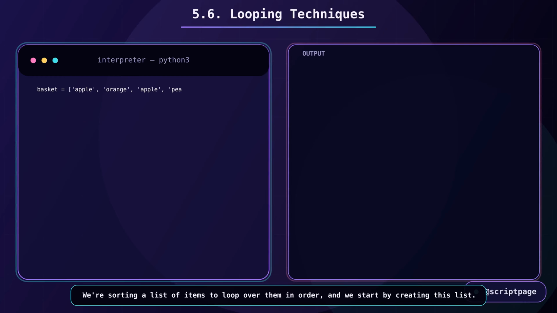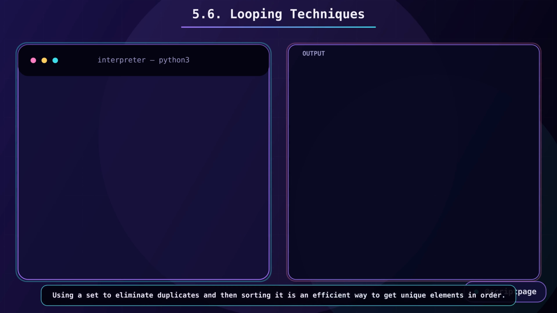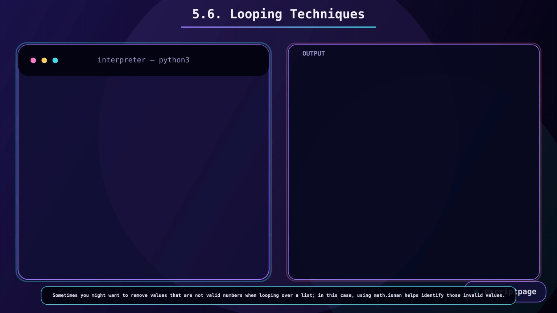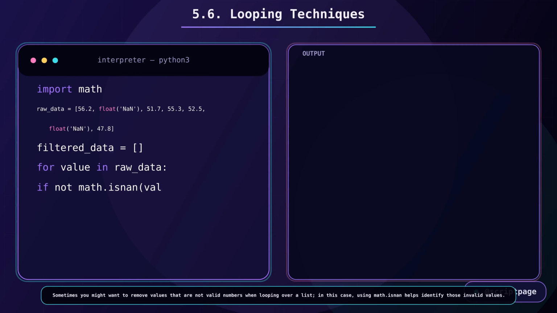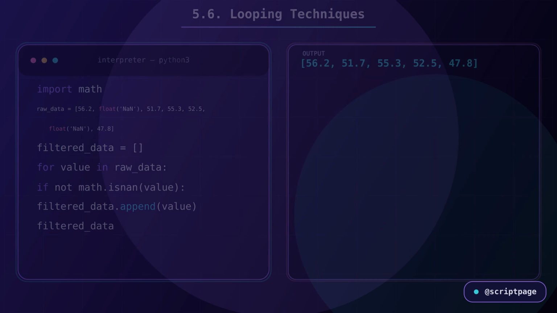We're sorting a list of items to loop over them in order, and we start by creating this list. Using a set to eliminate duplicates and then sorting it is an efficient way to get unique elements in order. Sometimes you might want to remove values that are not valid numbers when looping over a list. In this case, using math.isnan helps identify those invalid values.